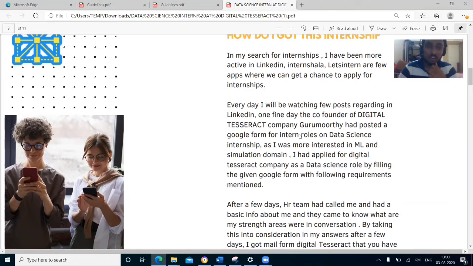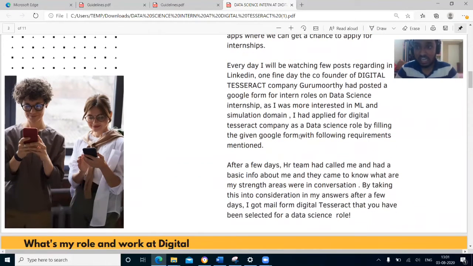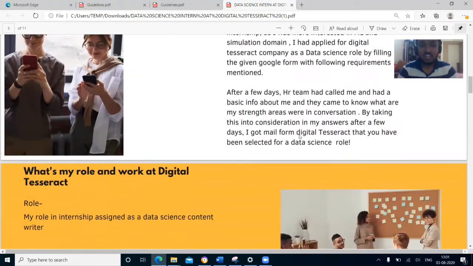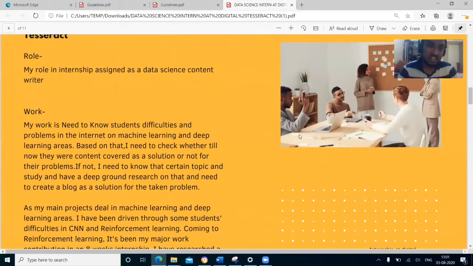After applying through the Google form with the listed requirements, after a few days I got a call from the company, and we had a conversation about my core strengths and my projects. I don't know what criteria they decided on after hearing my answers, but after a few days I got a mail from Digital Tesseract saying I was selected for the data science content writer role. So it's great. Now, what's my role and work at Digital Tesseract?